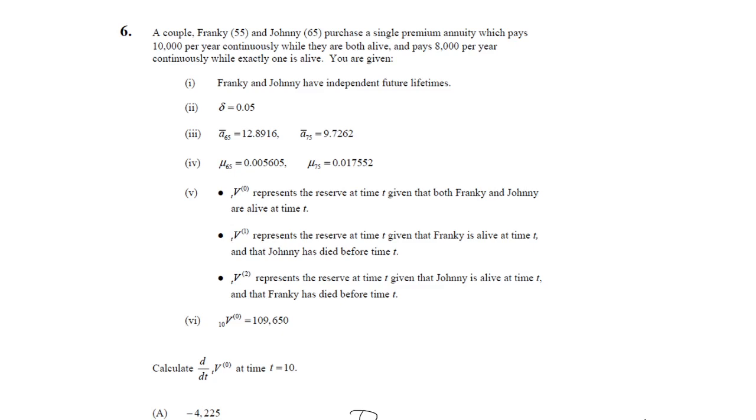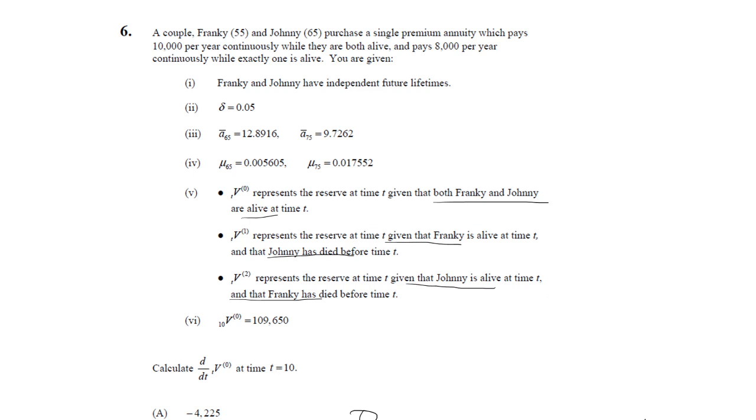In this problem, we're given a couple states. One state is when both Frankie and Johnny are alive. Another state is when one of them is alive and the other one is dead. And the other state is when they're both dead. So we want to find the derivative of the reserve at state 0 at time 10.